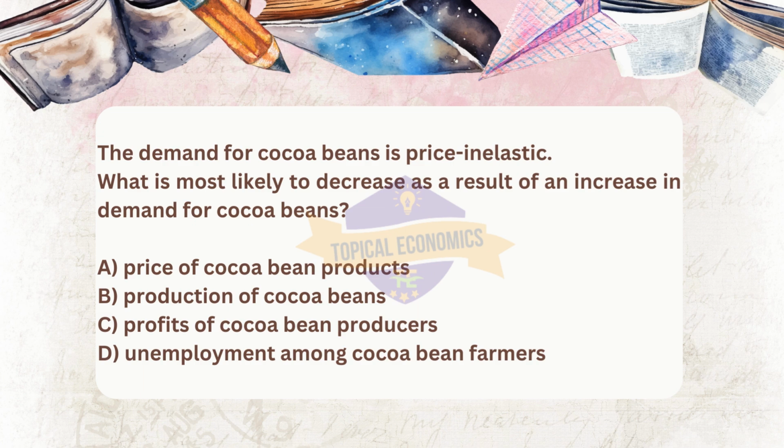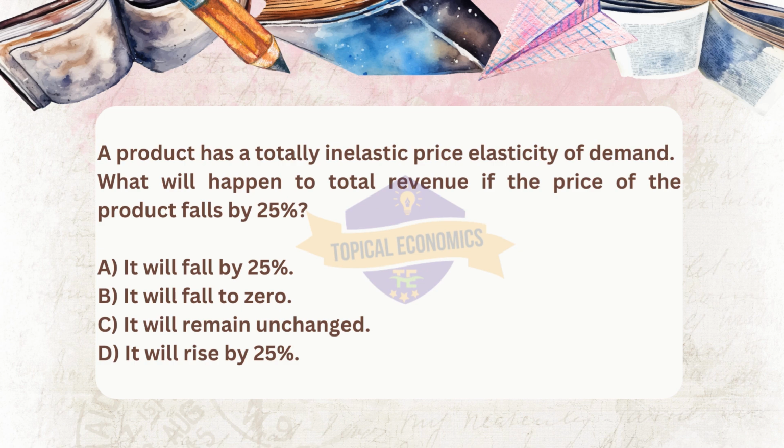The correct answer for this question is option D. Given that the demand for cocoa beans is price inelastic, an increase in demand could indeed lead to a situation where unemployment among cocoa bean farmers could decrease because producers may need to hire more workers to meet the increased demand. If the market responds effectively, this could lead to a reduction in unemployment. Proceeding with question 25. A product has a totally inelastic price elasticity of demand.